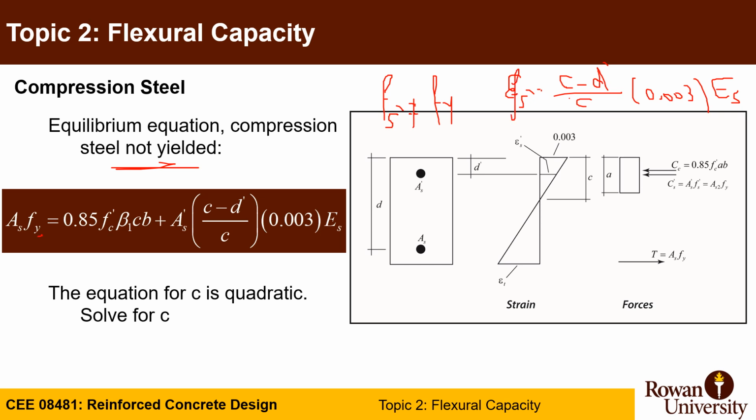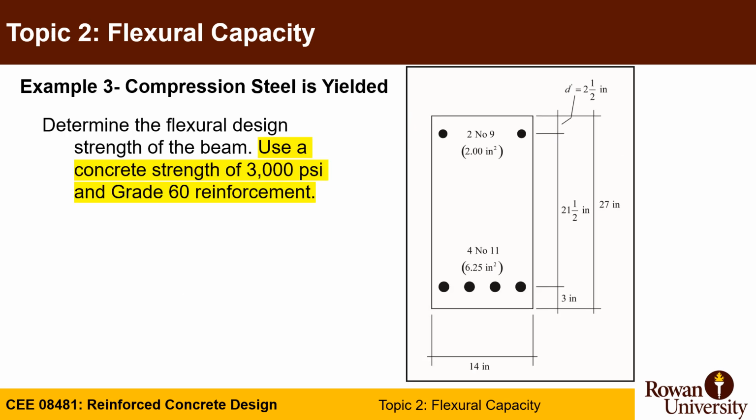So in this equation, the equilibrium will be As fy equals 0.85 f'c beta 1 c b, and the other part, which is fs', is here as we proved: (c minus d') divided by c times 0.003 times Es times As'. You can now solve this equation for c, and as you solve it for c, you can calculate epsilon s' again and see if it's yielded or not. So let's solve a few problems, a couple of problems actually.